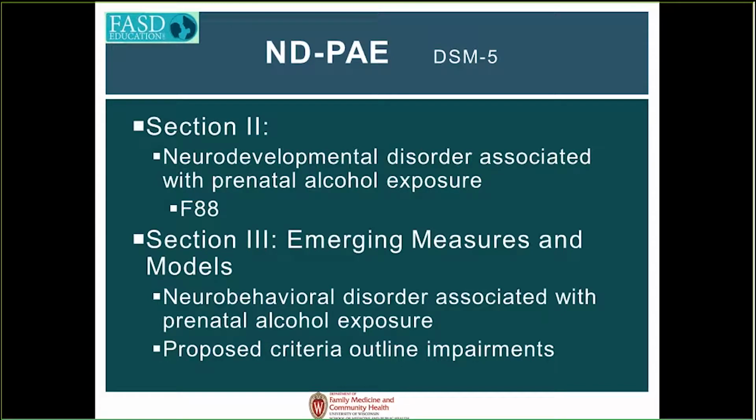And then the DSM included a Section 3 for emerging measures and models, and that's where neurobehavioral disorder associated with prenatal alcohol exposure, also acronymed as NDPAE, was listed, and it has a really wonderfully written proposed criteria for the impairments. So it's kind of our go-to if we want to know what are some of the cognitive and behavioral challenges associated with FASDs. That definition in Section 3 of the DSM-5 is a great review of that.